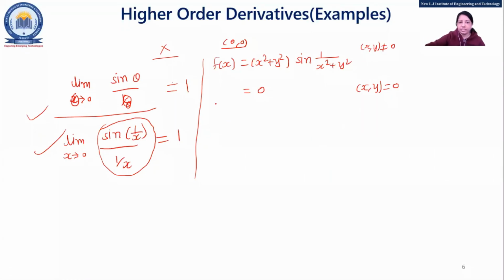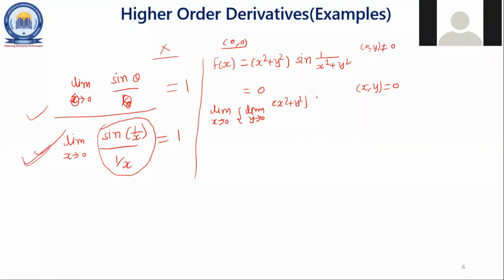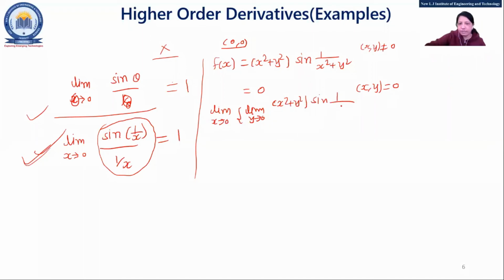First, this is the origin. So what are we going to do? Limit x tends to 0, limit y tends to 0, and you have to write here whatever f of x, y, equal to 0. So what is supposed to be the answer? Fine. And you have to apply this rule. Here x square plus y square, so I'll write it down directly. See, x square plus y square sine 1 upon x square plus y square. So what is the answer for this?